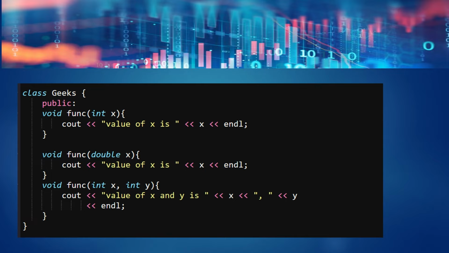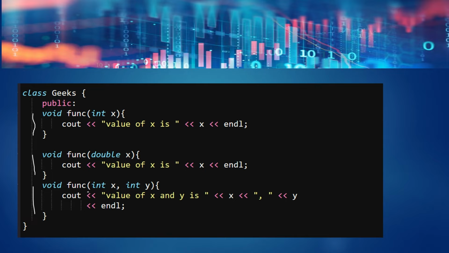This is an example of your function overloading. Here, if you see, I have used the same function name three times. What change I have made is, in one function I am having an integer parameter, in the other function I am having a double parameter, and in the third one I am having two parameters. So this way I can overload my function.